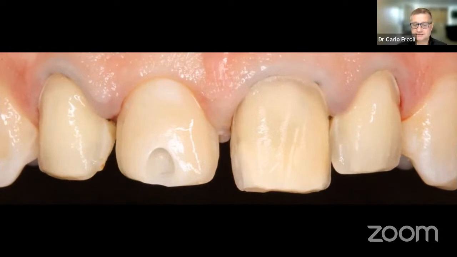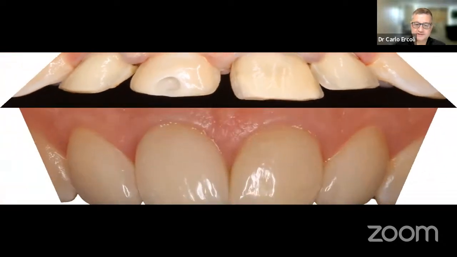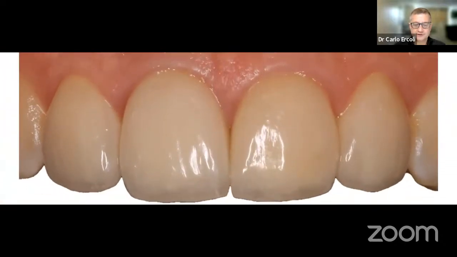In this case, that is a zirconia customized healing abutment. And then we have 3 porcelain veneers that have been made. And this again is the final restoration that you have seen already before.